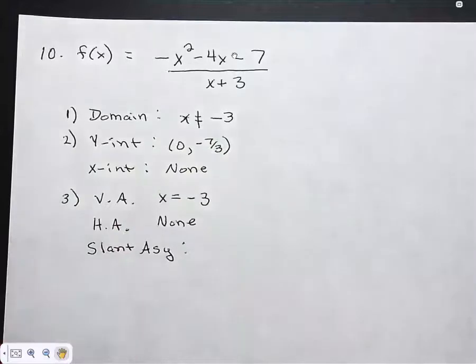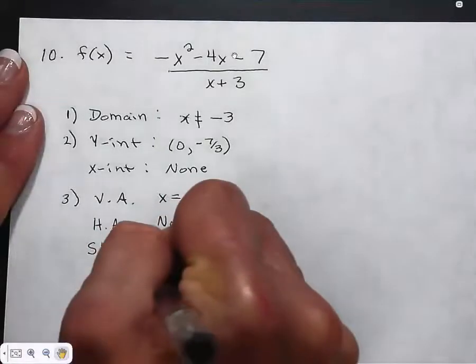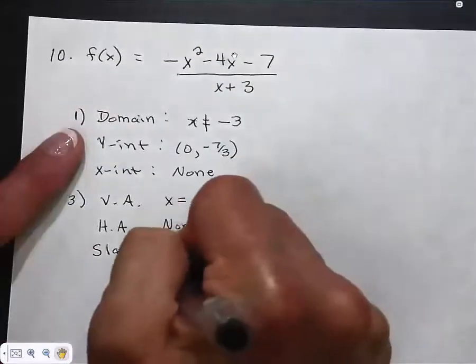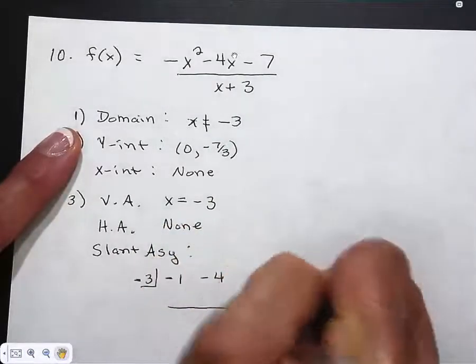And how do I find it? If the denominator was a monomial, I would divide that into 3 terms and get the linear part. But because it's a binomial and I can use synthetic division, I'll use synthetic division with negative 3 in the box and the coefficients negative 1, negative 4, negative 7 out beside that box.